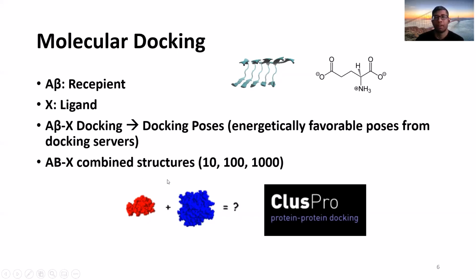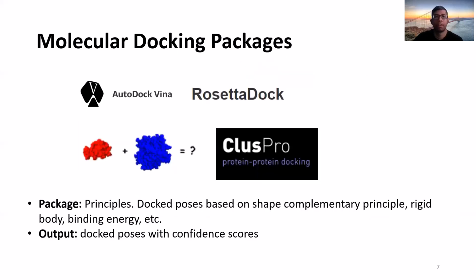There are several popular molecular docking servers like PatchDock, FireDock, or ClusPro, and there are tons of other online servers to perform molecular docking. So in these molecular docking packages, they could be software or they could be online servers. Popular software could be AutoDock Vina or RosettaDock, and the online servers could be PatchDock, FireDock, ClusPro, GRAMM-X, HADDOCK, something like that. So what are these packages doing?